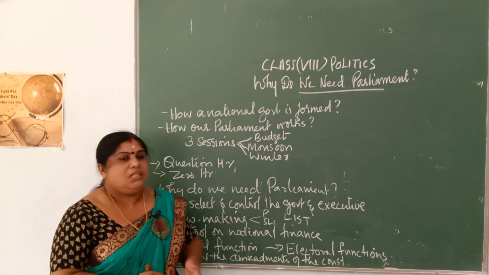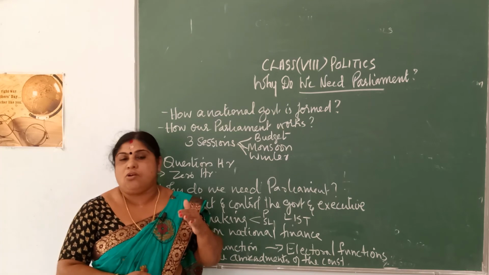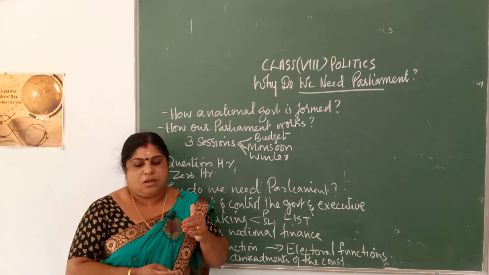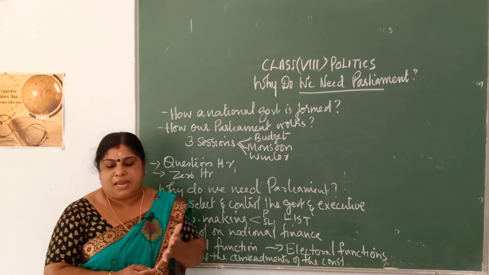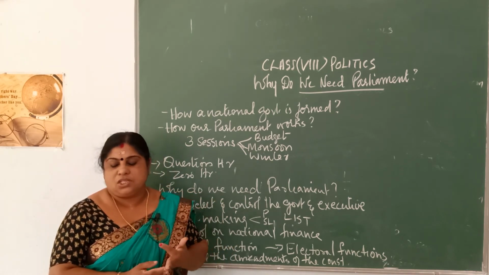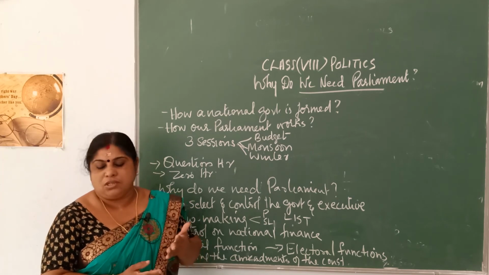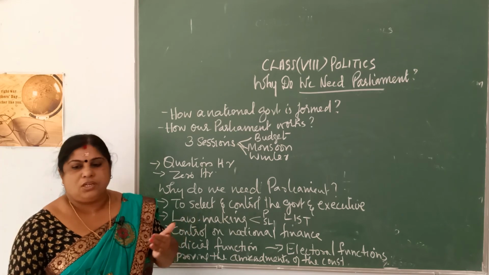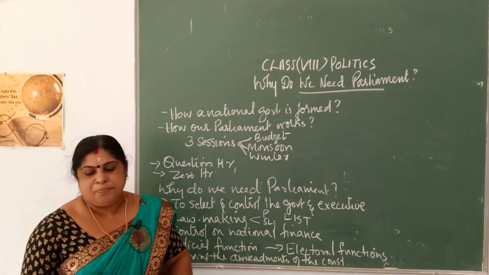Next, the parliament can make laws on subjects mentioned in the concurrent list. This concurrent list includes marriage and divorce, education, electricity. All this comes under the concurrent list. Laws related to all these subjects are made by the parliament.